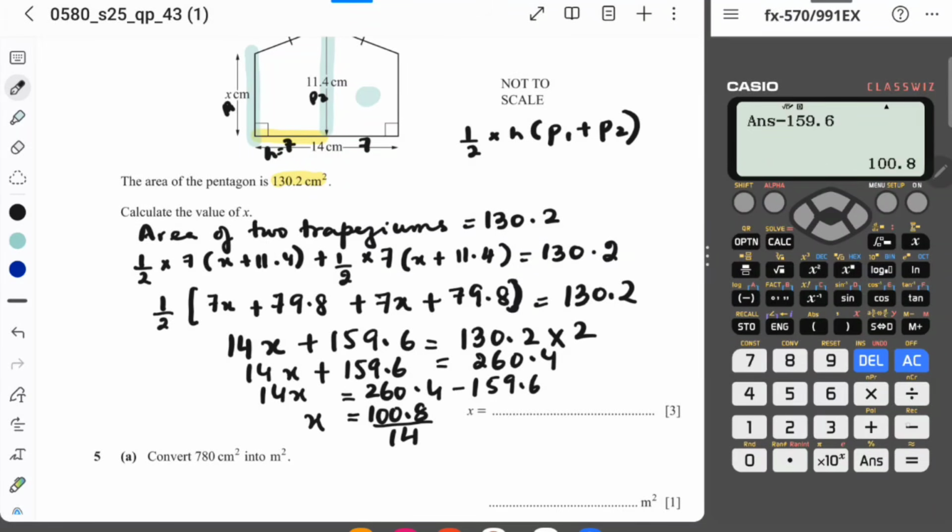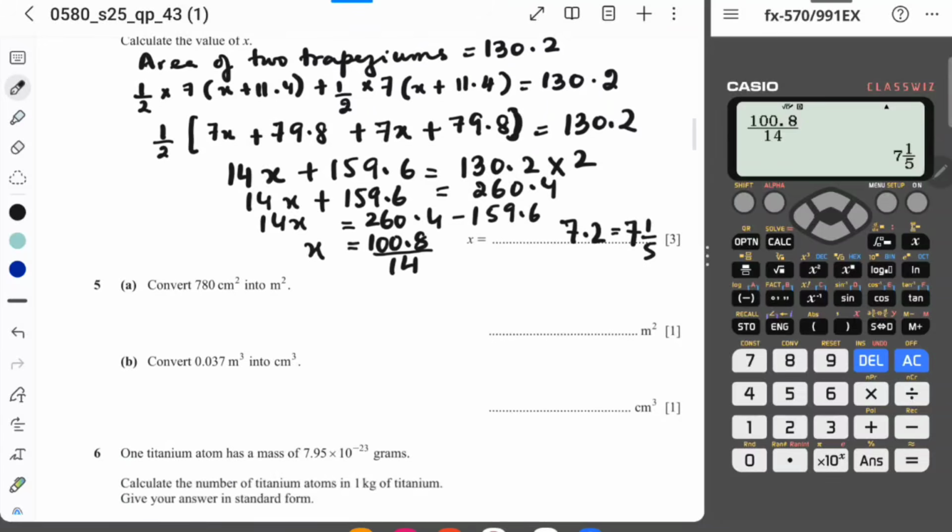That is divided by 14, and that is coming to, just wait a minute, 100.8 divided by 14, which is equal to 7.2, or 7 whole 1 upon 5, sorry. So that is 7 whole 1 upon 5, that is the way you will find it. From the calculator also you can find the answer.